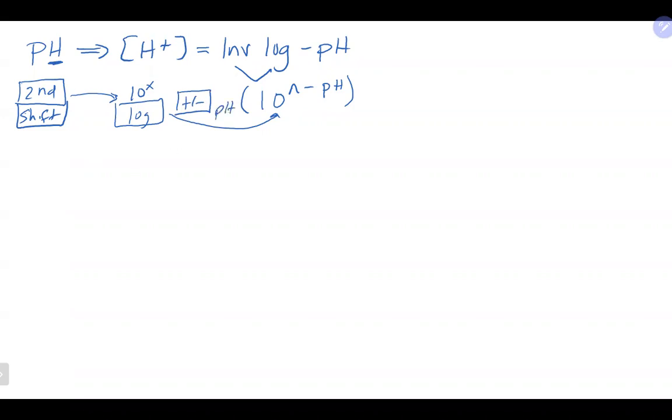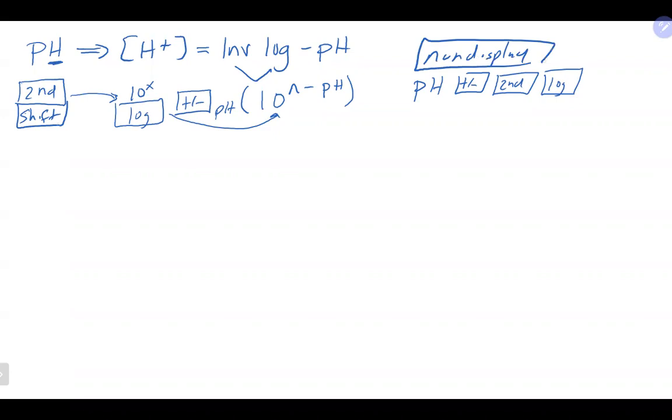If you have a non-display calculator, you would start with the pH value. You would then make it negative. You then would hit the second or shift button and then the log button, and that would give you your answer. So for non-display, this is how you punch that in. For a display calculator, this is how you would punch that in. Any questions on that there?